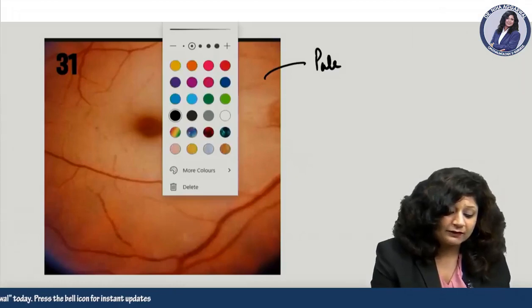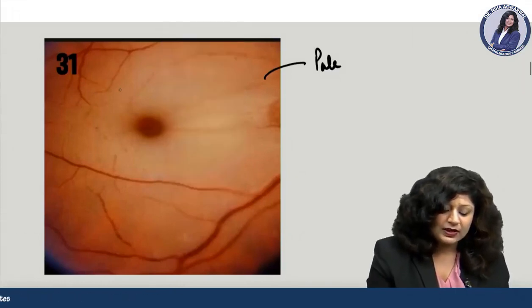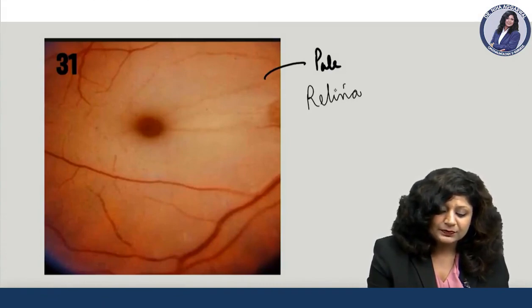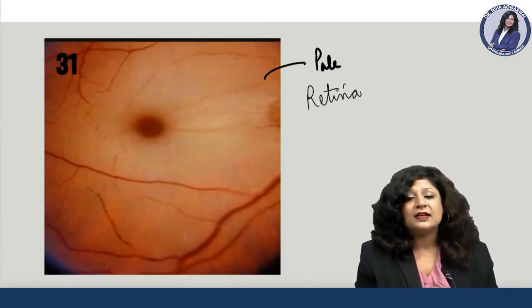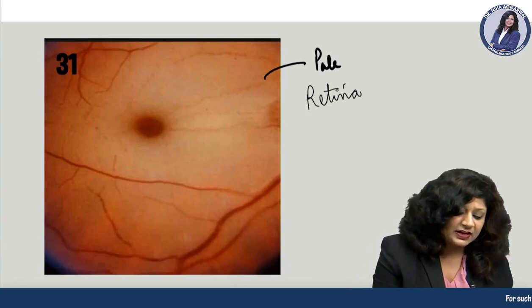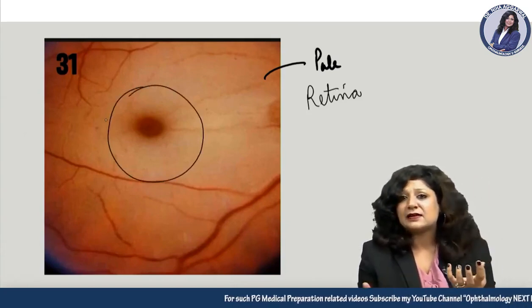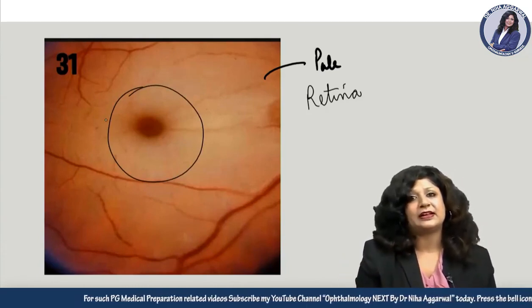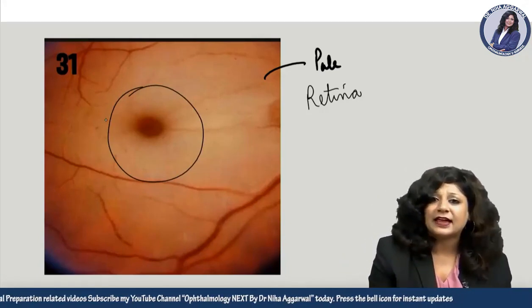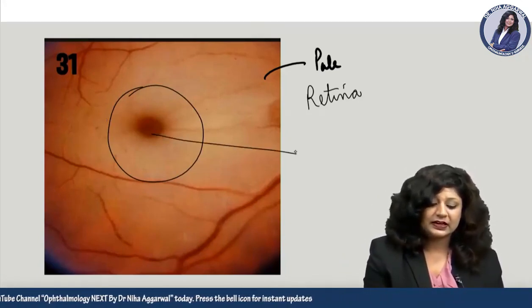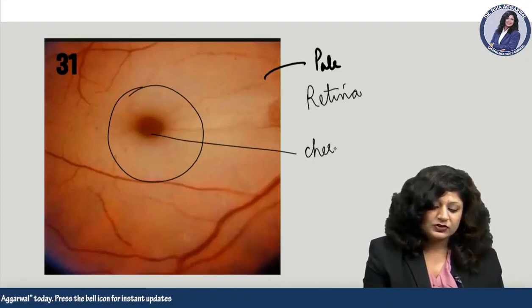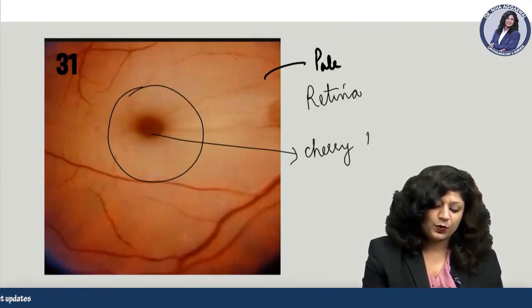The glow that I was talking to you about is actually absent here. Can you see? It's a very pale retina, and along with this, a central area which is very bright in comparison to the whole of the retina that is seen. So what will be the diagnosis? This is very clear cut, a case of the cherry red spot.